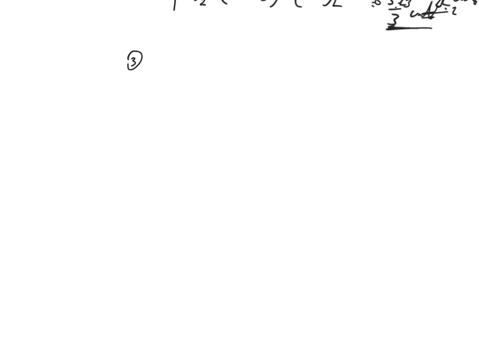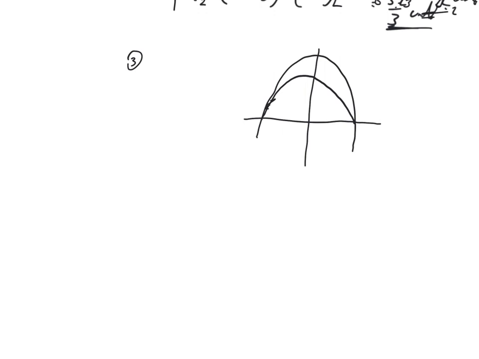Okay, let's try an example 3. Okay, so we're going to find the shaded area here. We're told that this curve is y equals 6 minus 3 over 2 x squared, and that curve there is y equals 4 minus x squared.